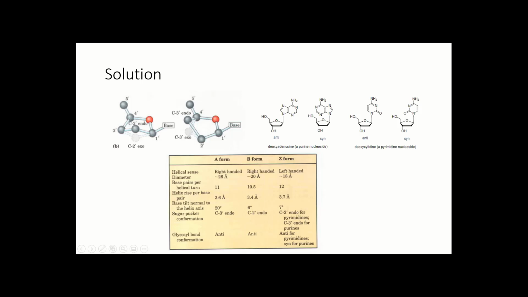So in A form and B form DNA, the sugar packing in the A form is C3 prime endo, that means this one, and in B form DNA it is C2 prime endo, this one. The glycosidic bond conformation, or the orientation of the nitrogenous base, both are the same thing. In case of A form, it is anti, so this one, and for B form, it is also anti, right?